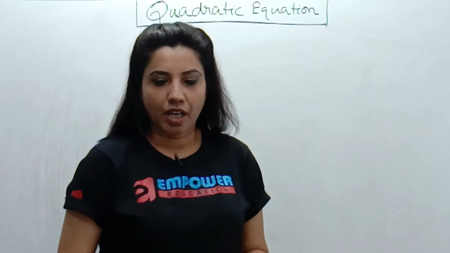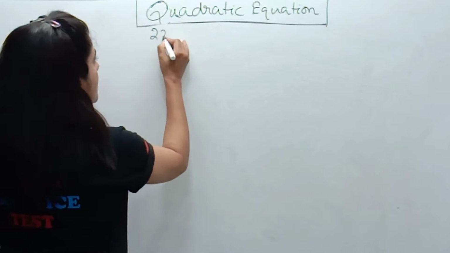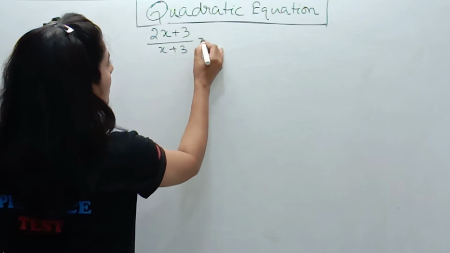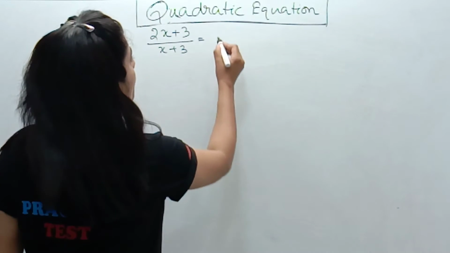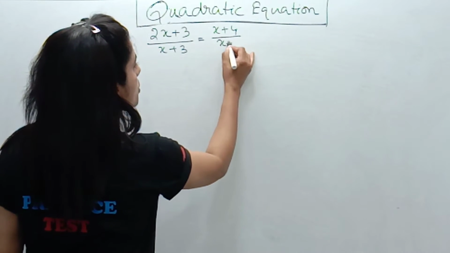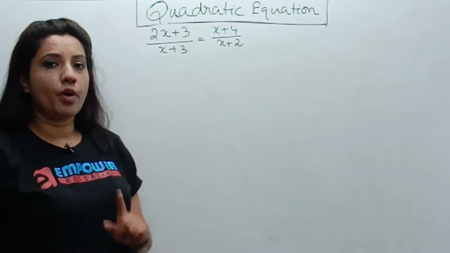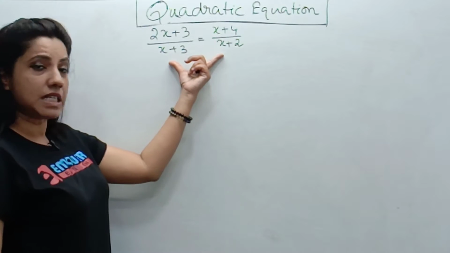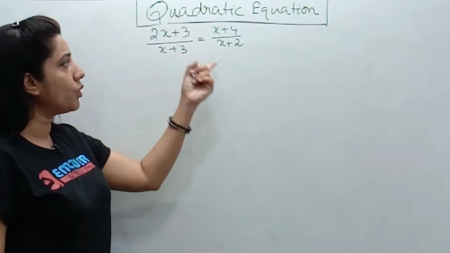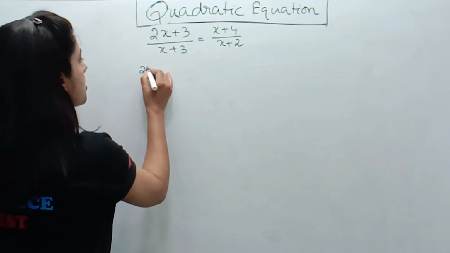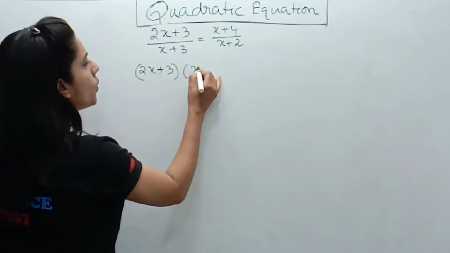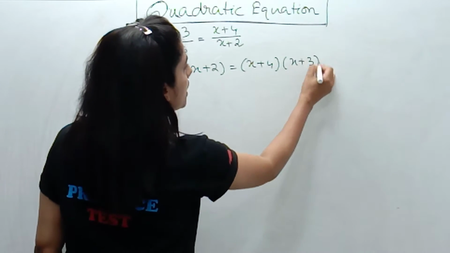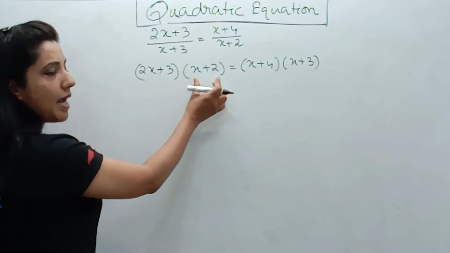Let's get started. We will take one more example today, that is (2x + 3)/(x + 3) = (x + 4)/(x + 2). First of all we have to get this equation in the standard form, and I told you that whenever we have this kind of equation we have to cross multiply. So let us cross multiply: (2x + 3)(x + 2) = (x + 4)(x + 3). Here there is a binomial multiplied by a binomial.